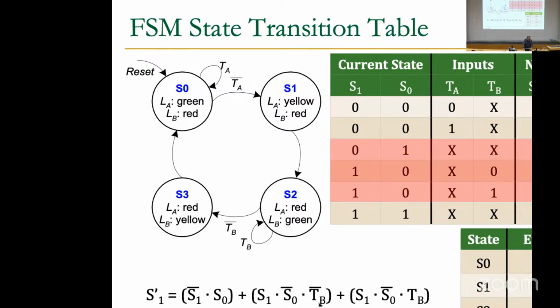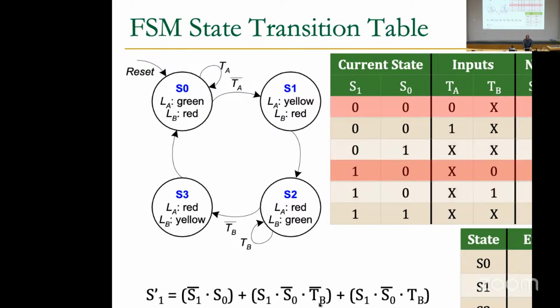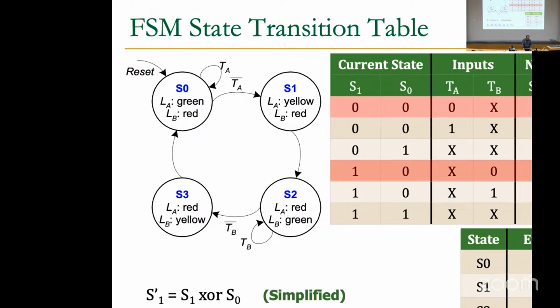So this is S prime 1, and also for S prime 0, you can again only write the equation for the ones. You already know that from SOP, sum of products. Then you can also easily write it. Any question? So this shows the combinational circuit that you need in order to provide S prime 1 and S prime 0. And this is going to be the input for your next states. Then you can also simplify it.